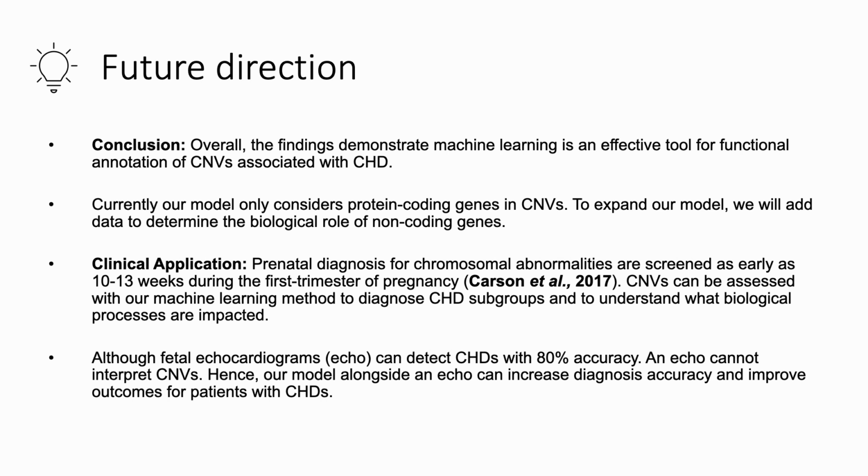The clinical application of our machine learning tool is that during the first trimester of pregnancy is when chromosomal abnormalities are screened. CNVs can be assessed with our machine learning method to diagnose these congenital heart disease and to understand their function as well. Although echoes can detect congenital heart disease and are very accurate, echoes cannot interpret copy number variants. Therefore, our model, alongside with echoes, can increase the diagnosis and outcomes for patients with congenital heart disease.